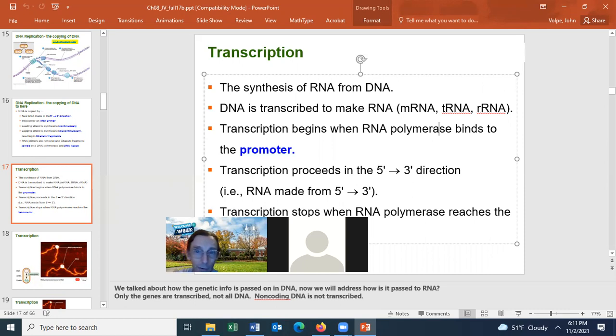Anyone have an answer for when the DNA is transcribed to make messenger RNA versus tRNA? All right, think about that.